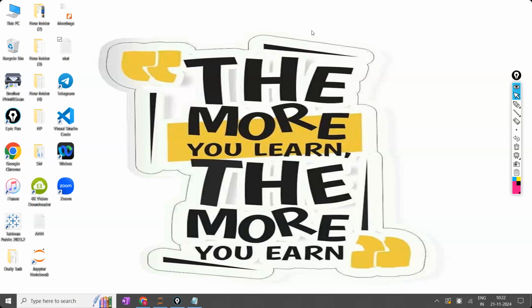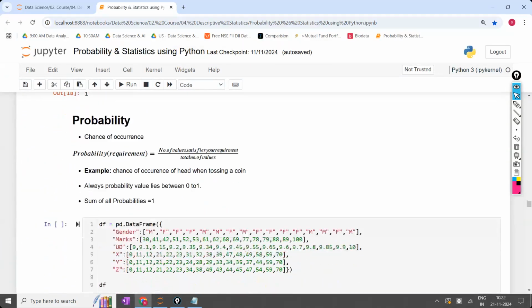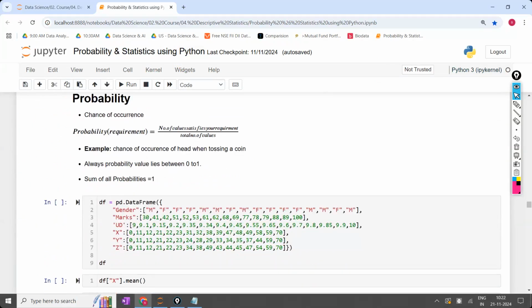Okay, now the next topic we call probability. We'll move on to the next step called probability. Now, what is probability? Probability means, in simple words, chance of occurrence. The meaning of probability is chance of occurrence. What is the chance of occurrence?